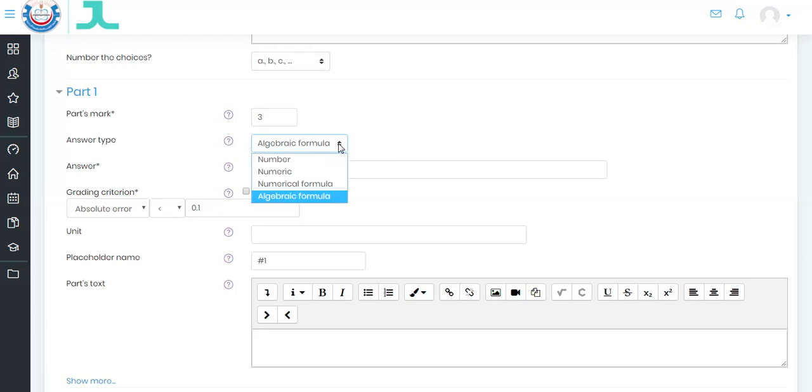And here the answer tab, we can choose number, numeric, numerical formula, and algebraic. Because I want the answer to be symbolic, I have chosen algebraic formula. We have finished one question.